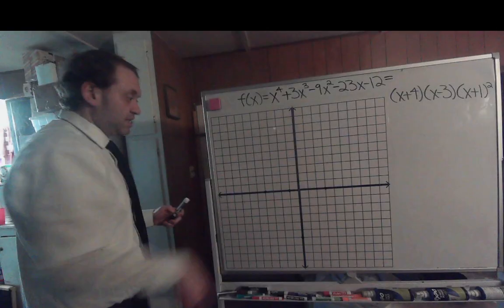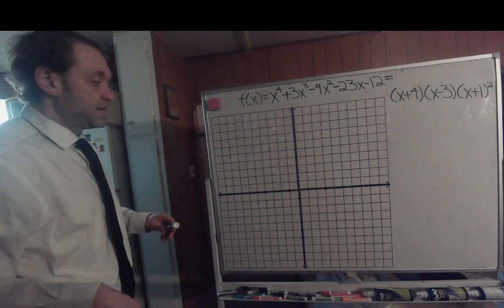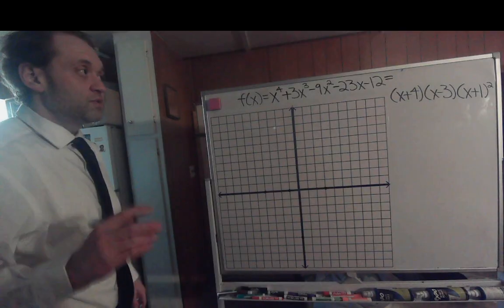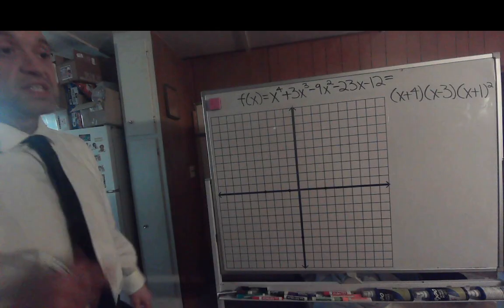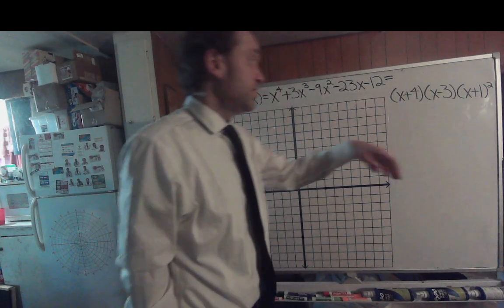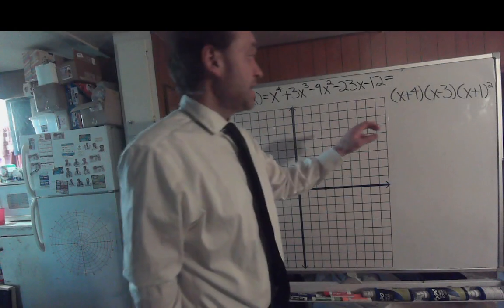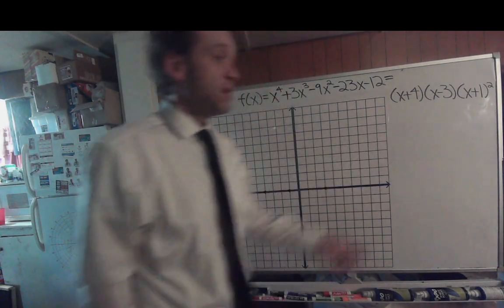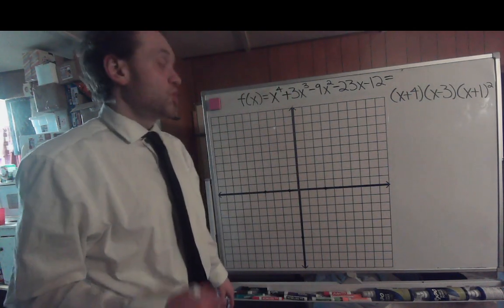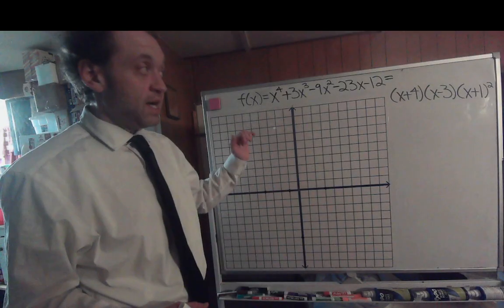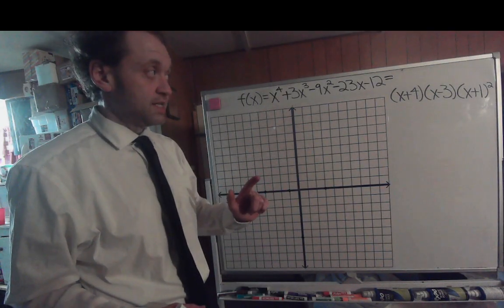Now, we know it's ultimately going to rise to the left and rise to the right. We also need to know the turning points. Well, first let's talk about the intercept behavior. You notice that x equals -4 and x equals +3, those two factors are raised to an odd power, which means the curve will cross the x-axis at those points.